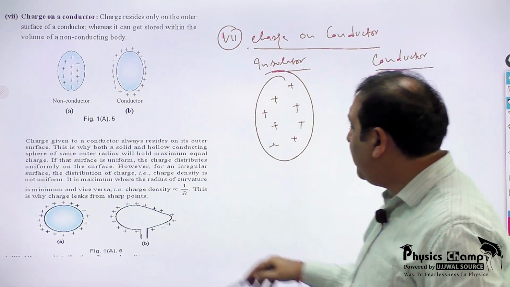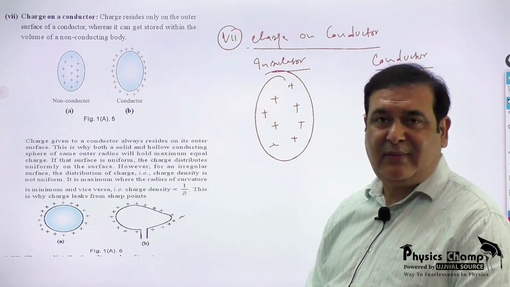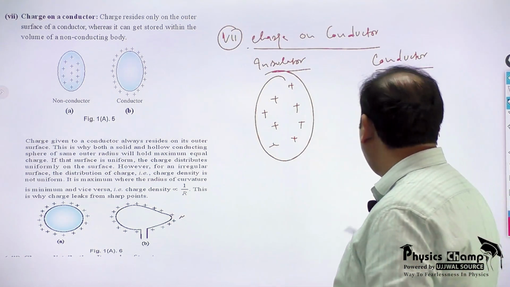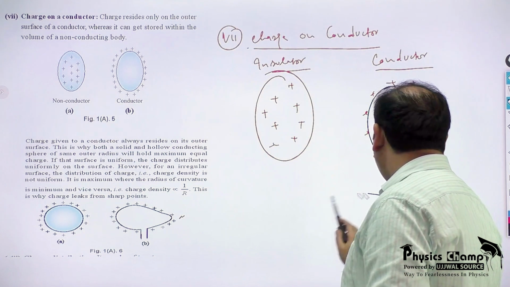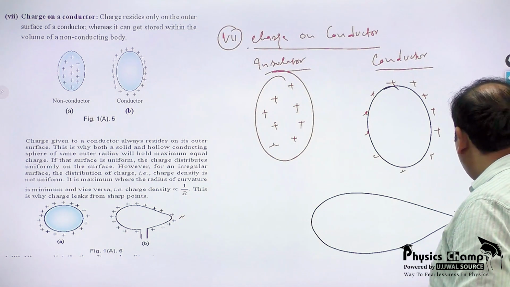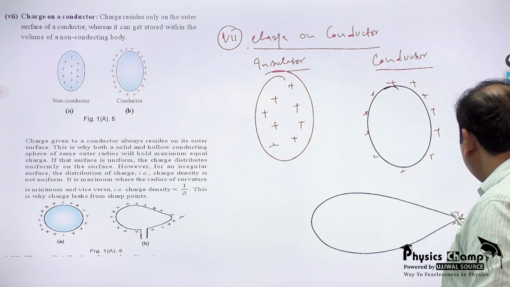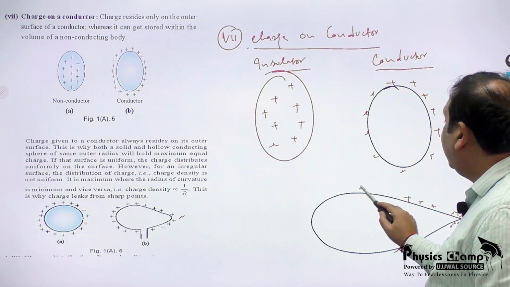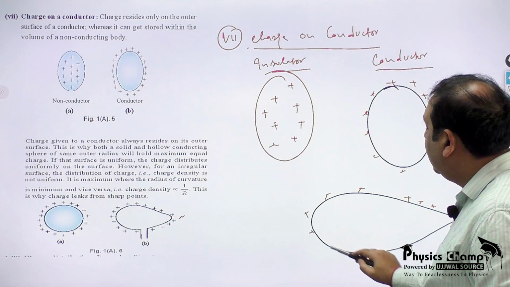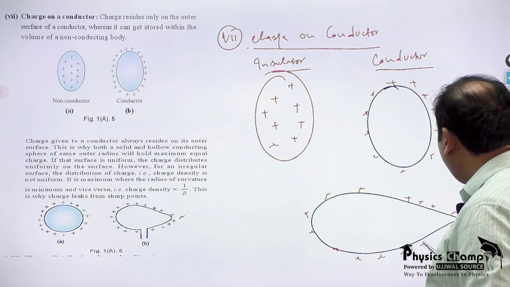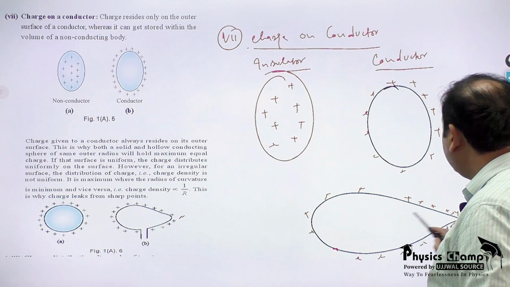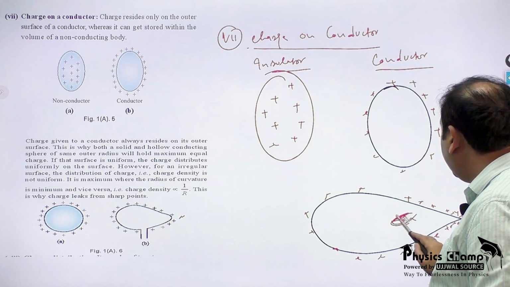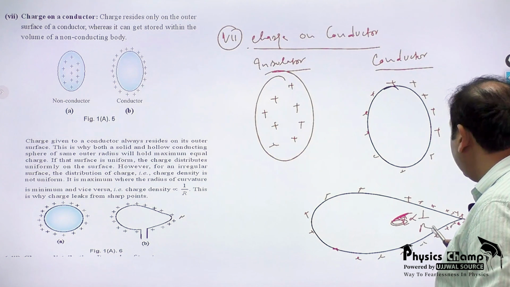And there is one more point, and that is, if you have a conductor of this shape, the charge will be uniform. But in case you have a conductor of this shape, the charge will not be uniform. There will be more charge density at the sharp point, and less charge density at these. So we can say, as a whole, in the beginning, I would say the charge density, charge per unit area, is inversely proportional to the radius.